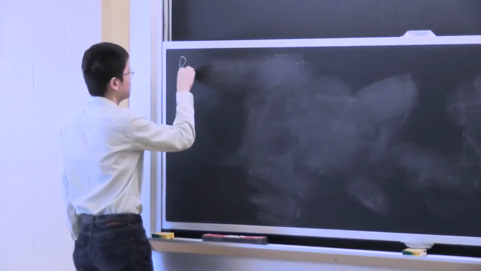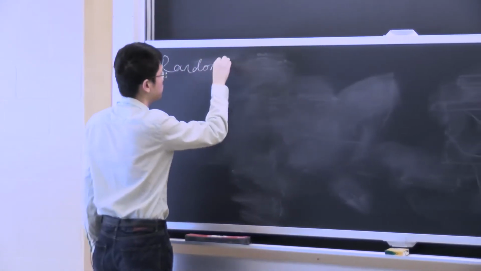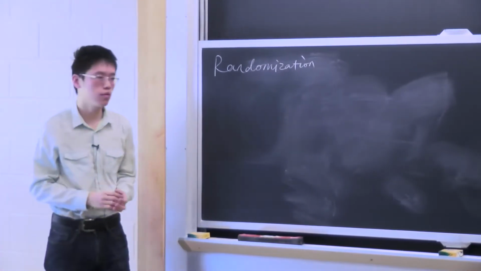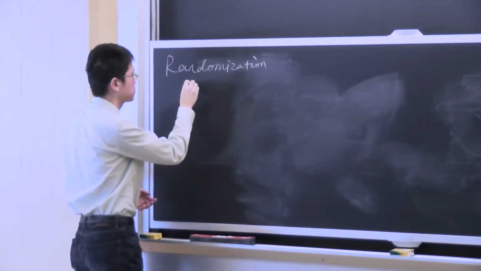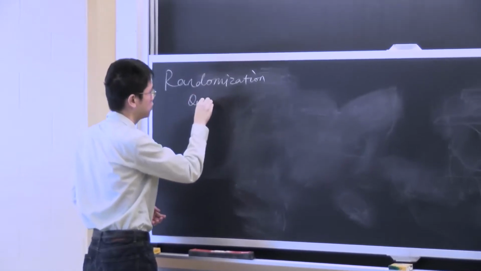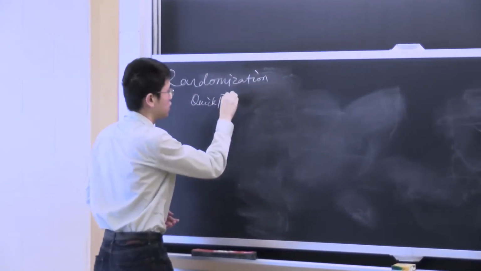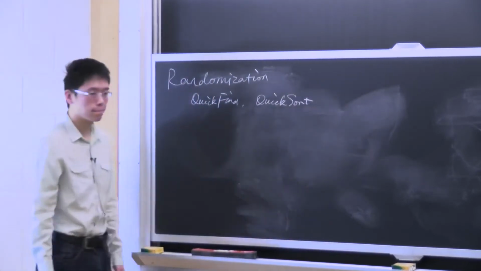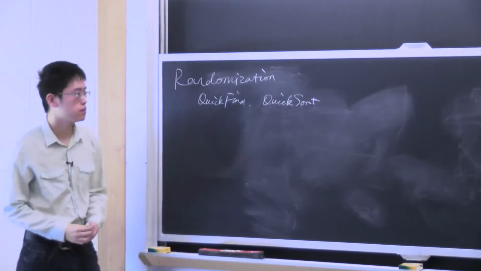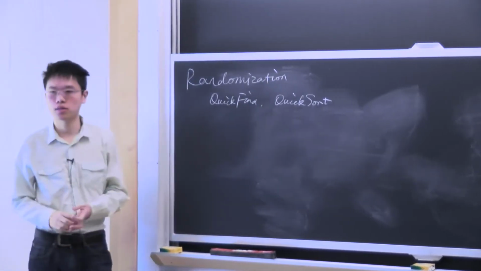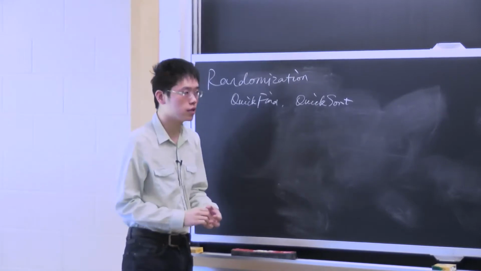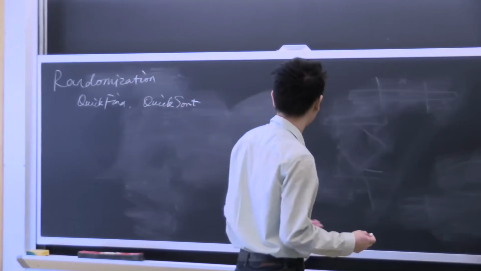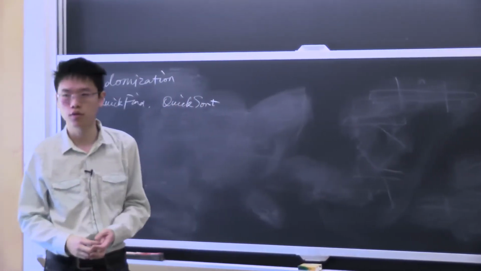Okay, now today we are going to look into randomization. Specifically, we have seen two algorithms in class. I'll just call them quick find and quicksort. Quick find is a slightly generalized version of median finding. In the very first lecture and recitation, we saw a non-randomized version of it.